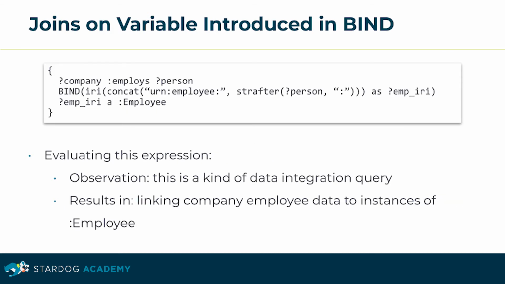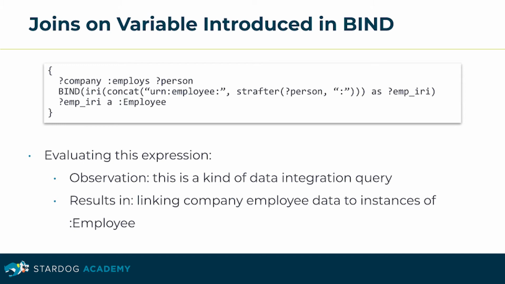So let's take a look at an example. Here we have a company that employs a person, and now we're going to bind a new employee IRI by concatenating the URN employee with the string after person and include an additional colon there and then make it an IRI. So in this case, we want that person variable to be a string as it's being passed to a string function so that we can then turn it into an IRI. So what happens when we evaluate this expression?